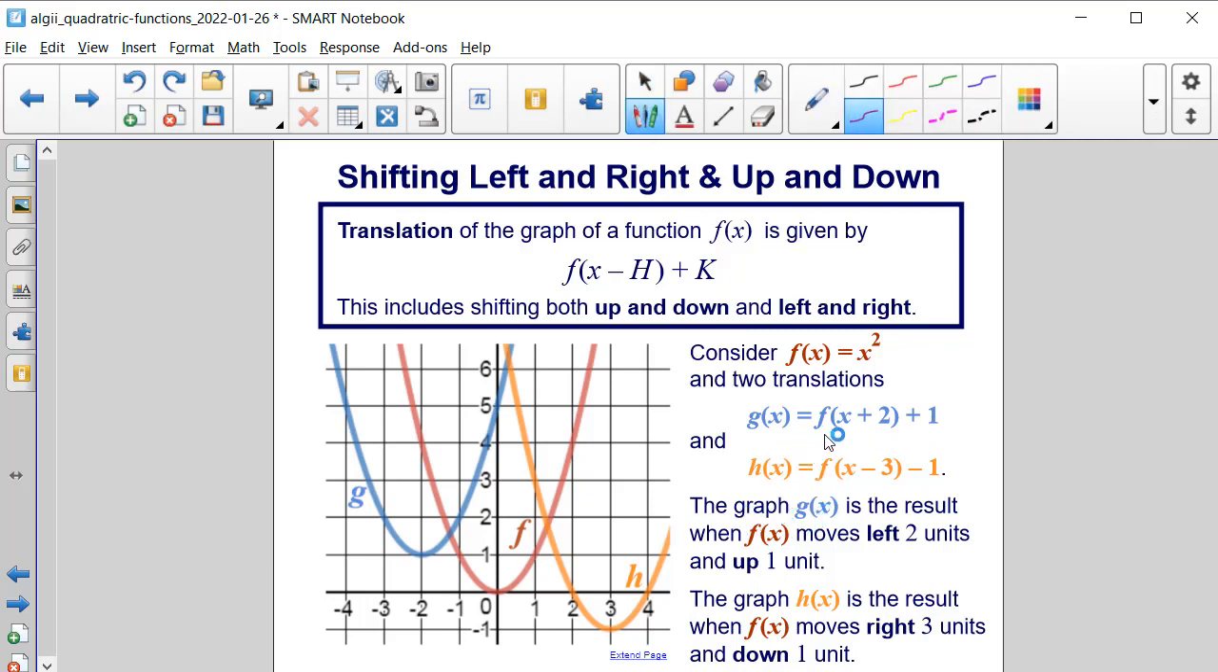Notice how g of x is the result of moving f of x to the left 2 units, or going 2 in the negative direction. Remember, we have minus negative 2, which is why it became a plus 2. And then we have 1 unit up, plus 1. So left 2, up 1. That's how we got to g of x. And then we have h of x is equal to f of, in parentheses, x minus 3, minus 1. The graph of h of x is the result of moving f of x to the right 3 units and down 1 unit.